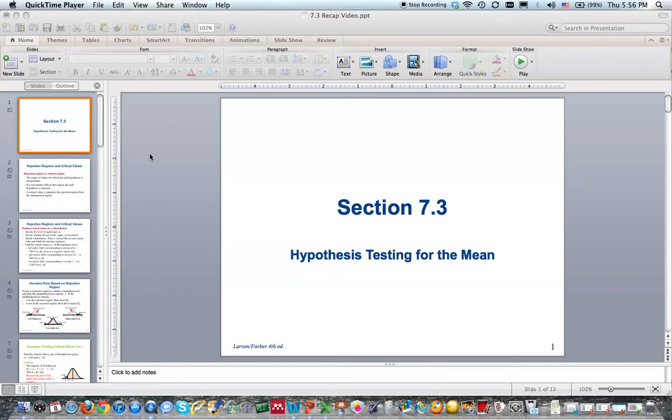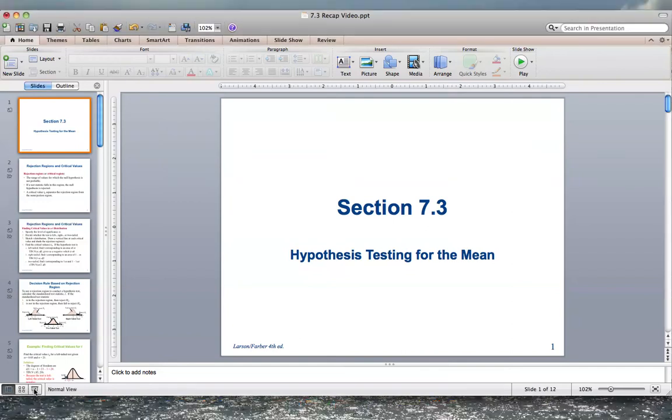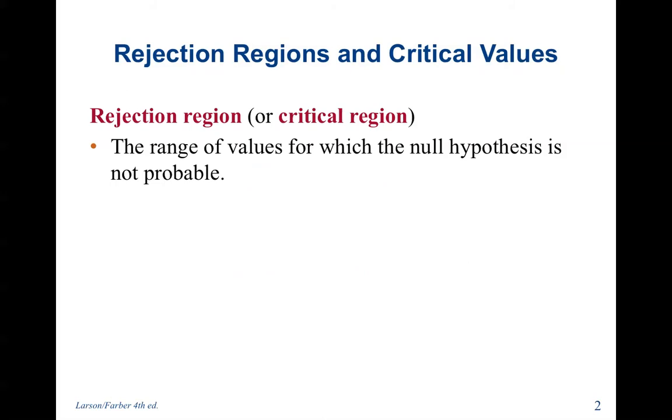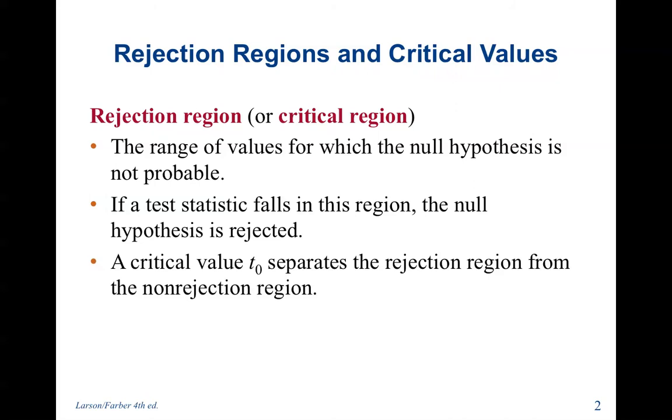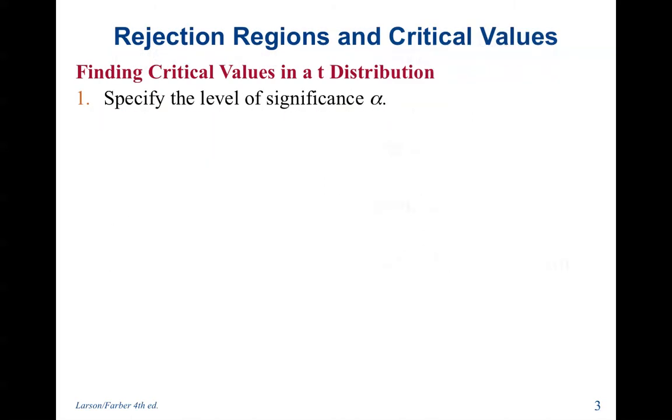All right, this is your section 7.3 recap video. So the rejection region, or critical region, is the range of values for which the null hypothesis is not probable. If a test statistic falls in this region, the null hypothesis is rejected. A critical value, t0, separates the rejection region from the non-rejection region.